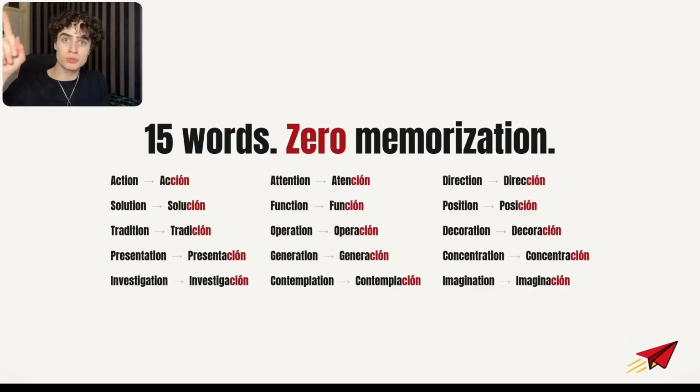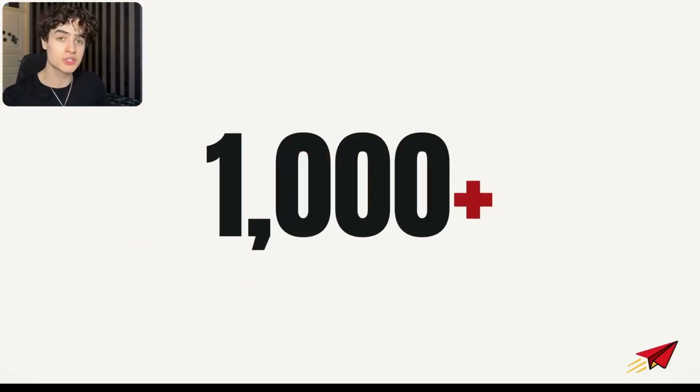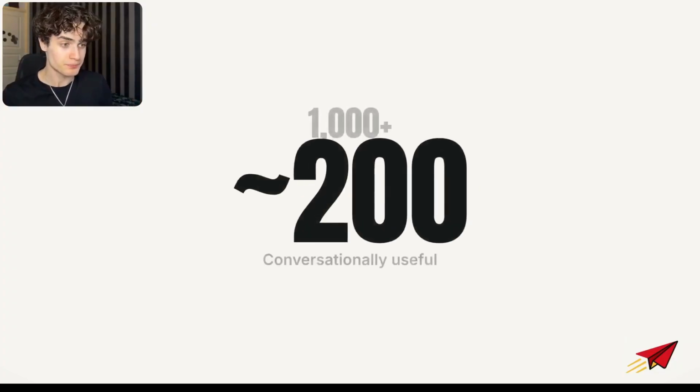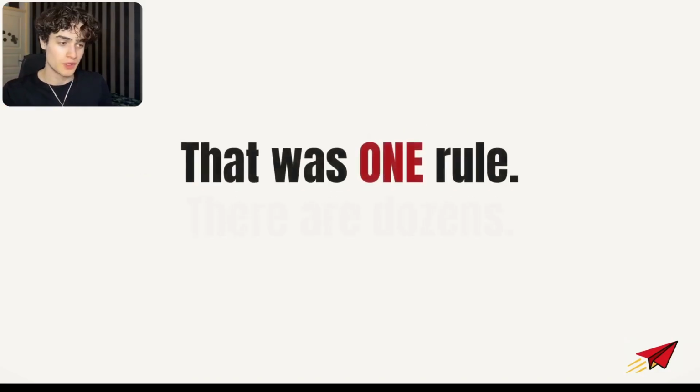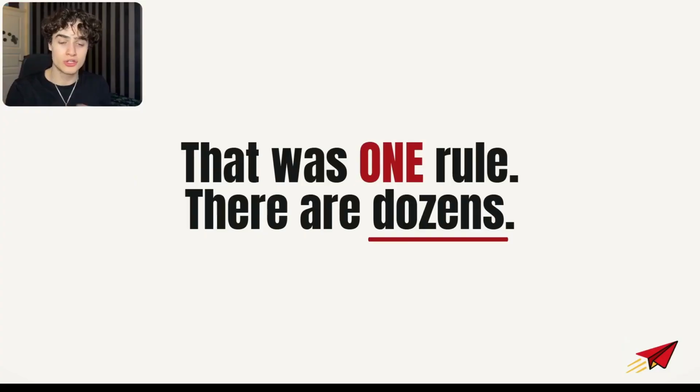You learned one rule and now you have hundreds, thousands of words. And so it's actually 1,000 or more. I actually used to say that it was around 200, but after doing some research, it's only about 200 conversational words. In total, it's actually a lot more with just this one rule, which boggles my mind. So yeah, 200 conversationally useful words, but thousands total. And so you just got 15 of them. And that was just one rule. And there are dozens of these rules. So that excites me.